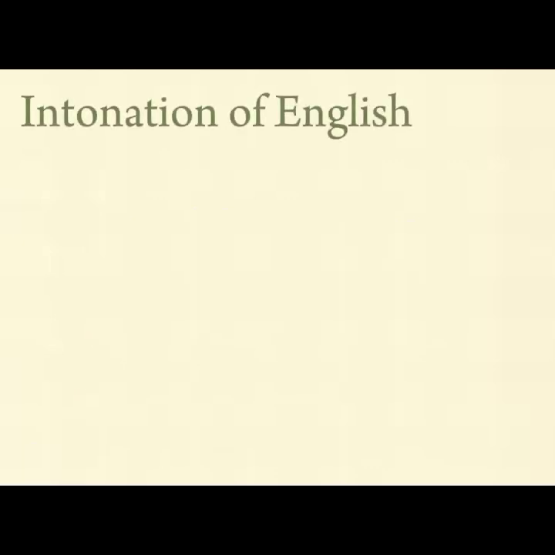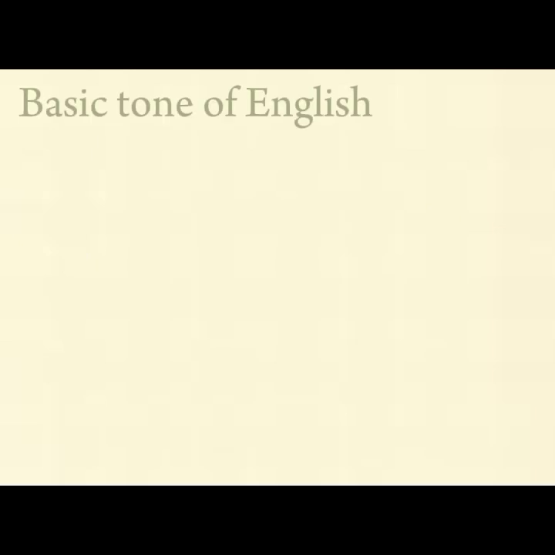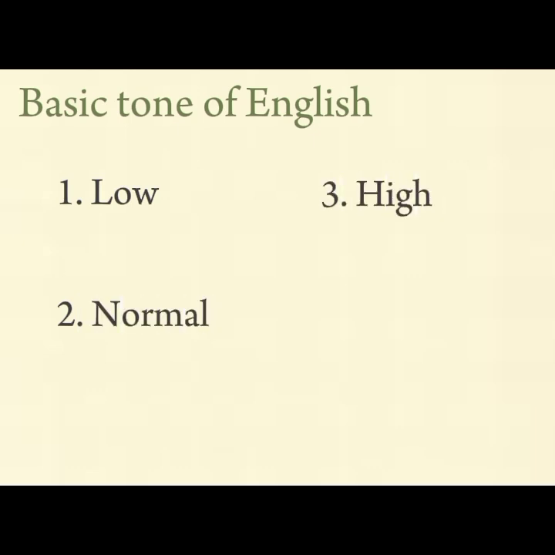So, intonation of English. Intonation of English refers to the music of language and the technical term for tune. So, kapag sinabi po nating intonation, ito po yung pagtataas at pagbababa ng boses kapag nagsasalita. So, we have here the basic tone of English or we could say level of tone. So, may apat po tayong basic tone of English. Number 1 is low tone. Number 2 is normal tone. Number 3 is high tone. Number 4 is extra high. So, 1, 2, 3 is commonly used.